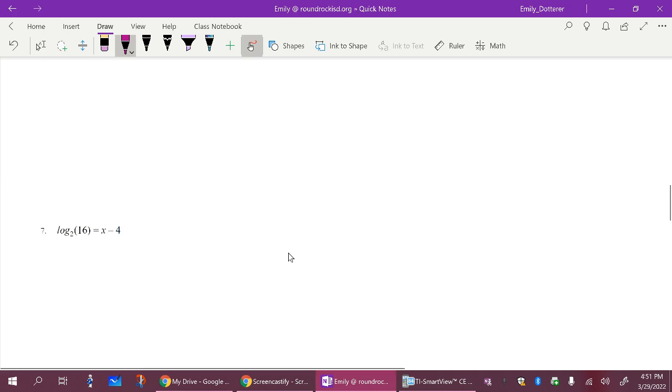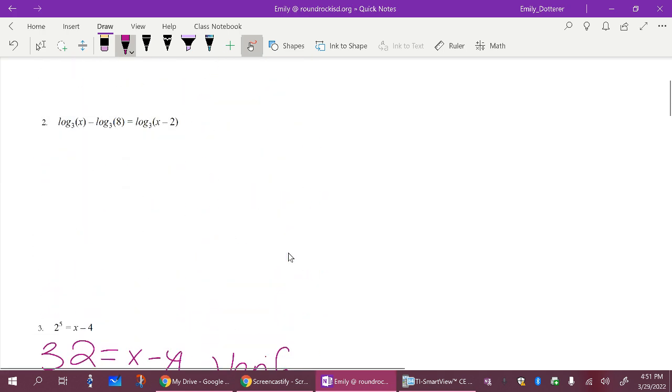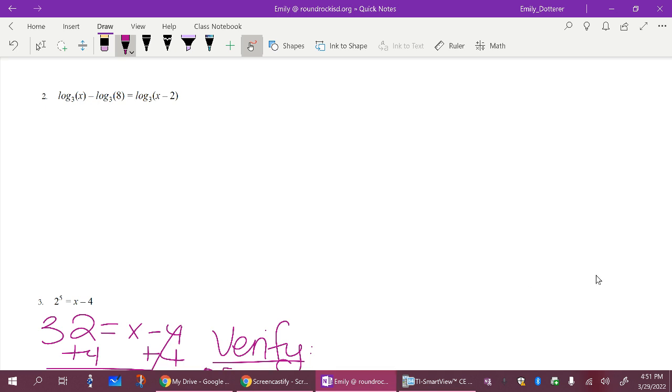All right. So what we're going to do for the rest of these is use logarithmic and exponential properties in order to solve. There may be conversion, there may not. It just depends on the problem. For this first one, we have two logs that are being subtracted from one another, so that is the quotient property.